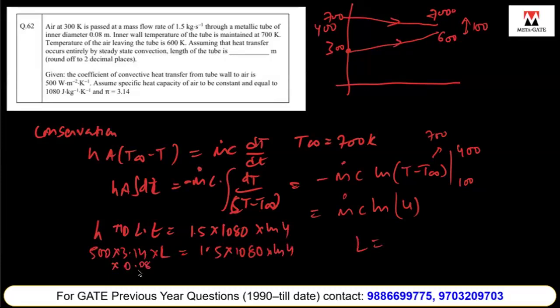So if you calculate L, 1.5 into 1080 into ln 4 divided by 500 divided by 3.14 divided by 0.08, you get 17.88 meters. Okay, thank you.